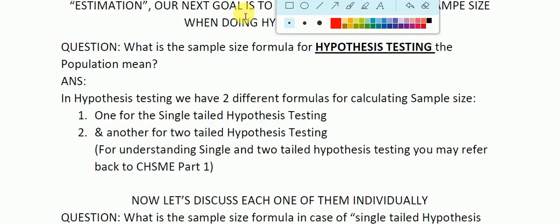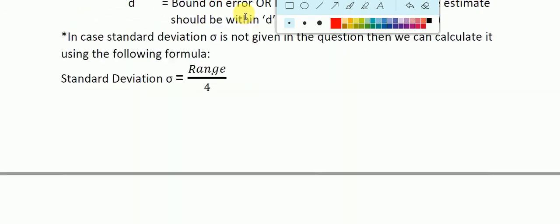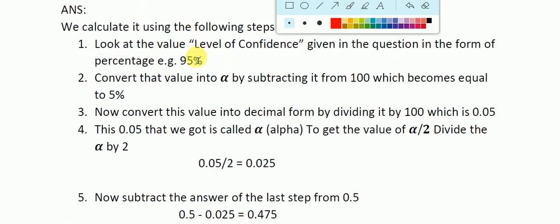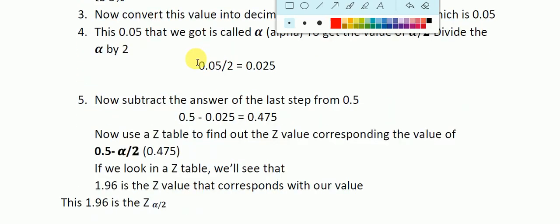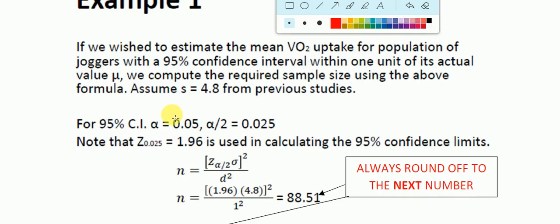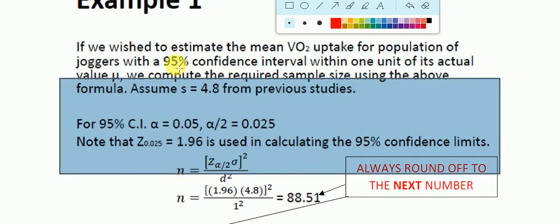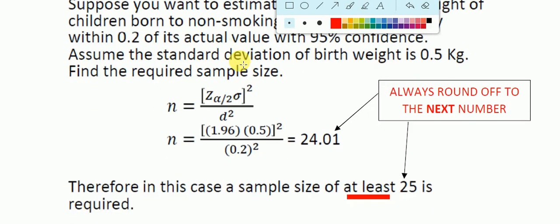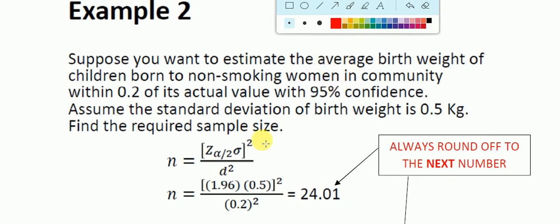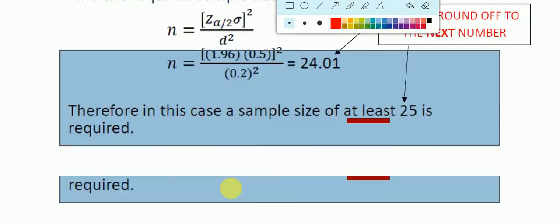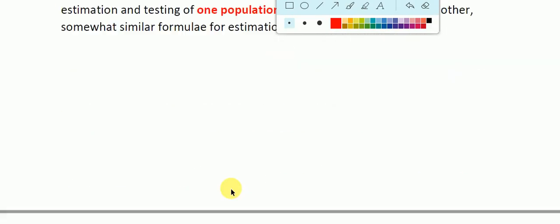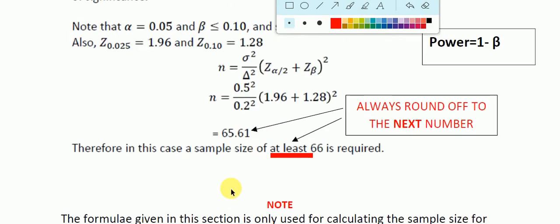So obviously we were using this value for 95% confidence. Whenever we encounter 95% confidence, we use the value 1.96. Over here we use 1.96 because we had a 95% confidence interval. Even in the last question that we discussed, Z alpha by 2 was 1.96.